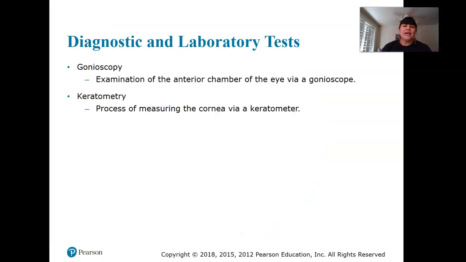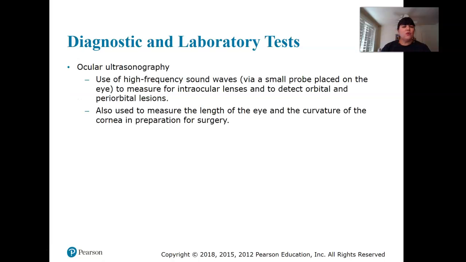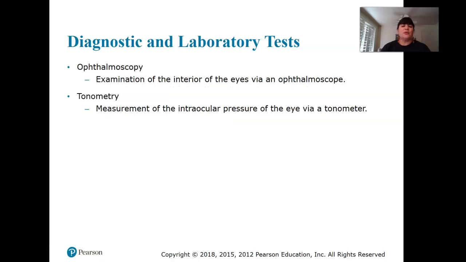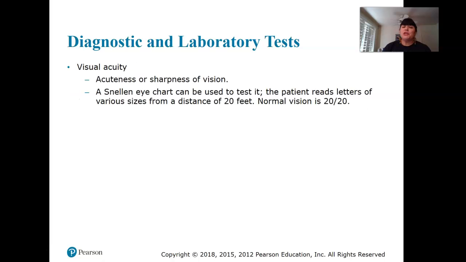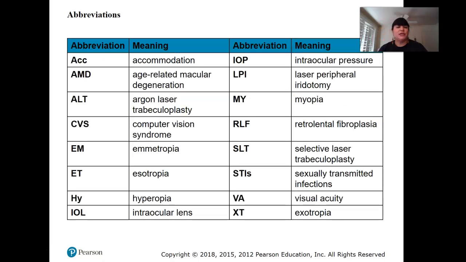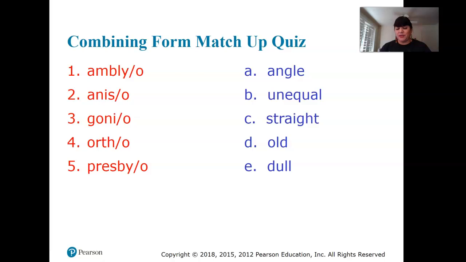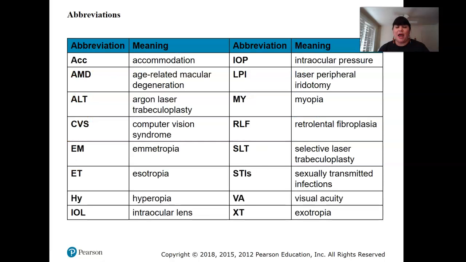All right, some lab tests: examining the anterior chamber, measuring the cornea, ultrasonography, ophthalmoscopy, visual acuity. We're talking about the eye chart, like the 20/20 vision, and then finally abbreviations. All right, so we just finished the chapter on vision and eyes.